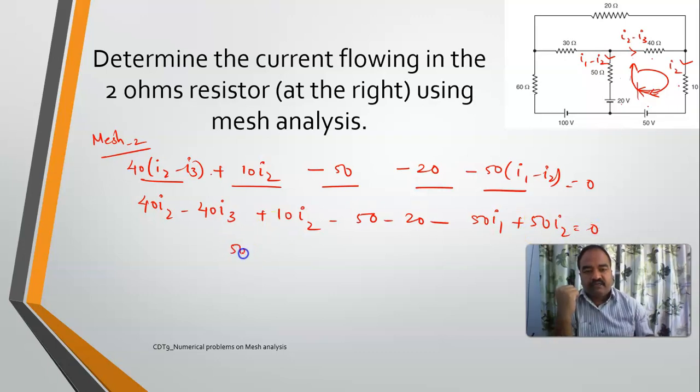so it is 50 I1 minus 100 I2 plus 40 I3 is equal to minus 70. This is equation number 2. Right. Similarly, equation number 3.